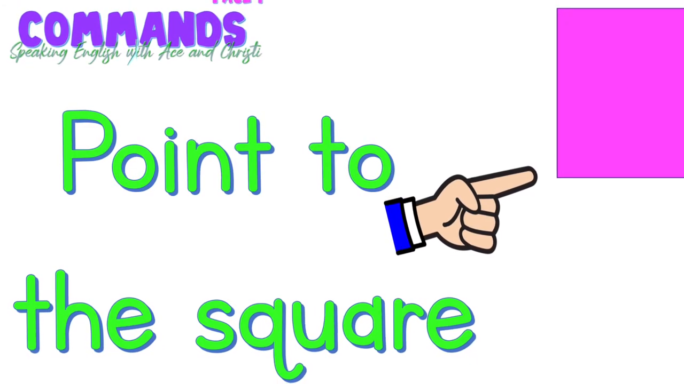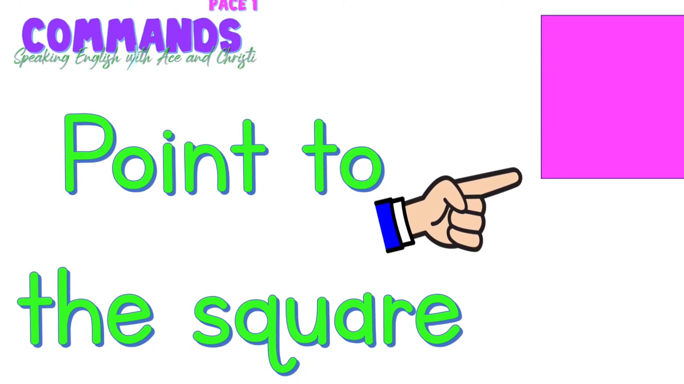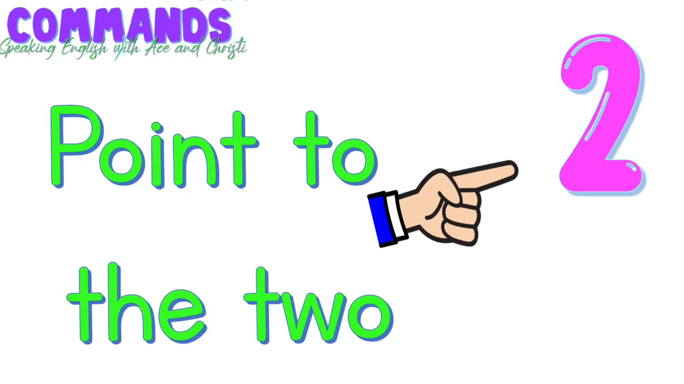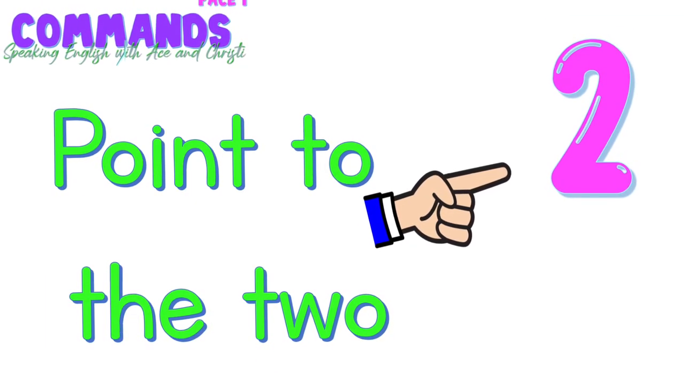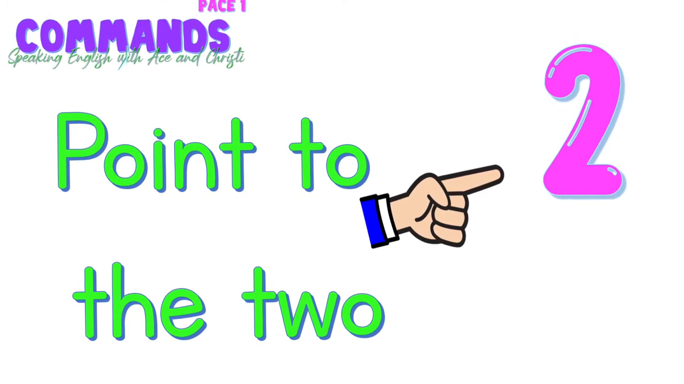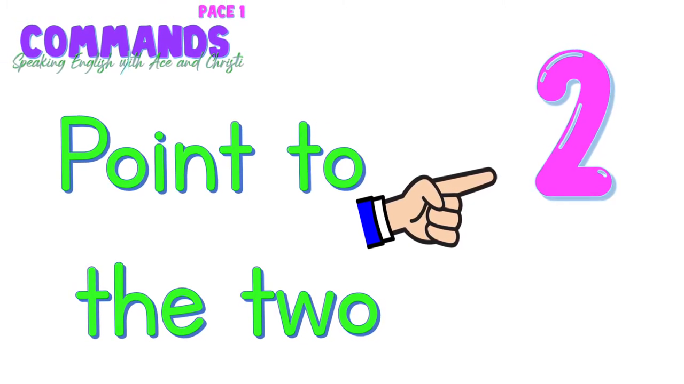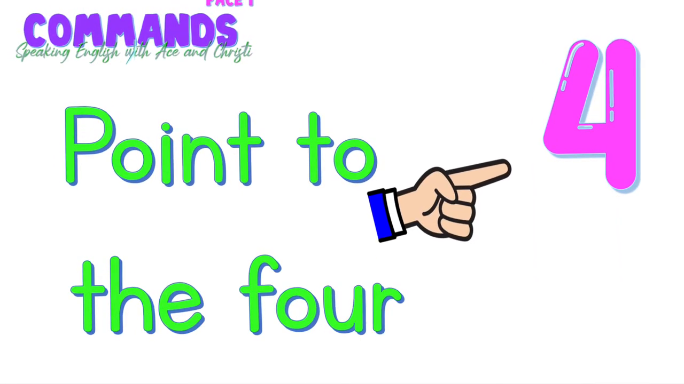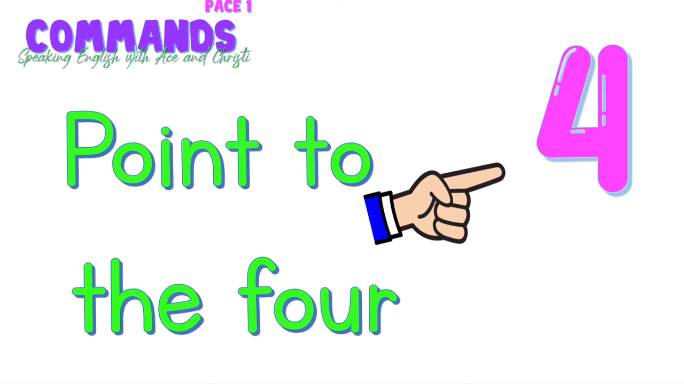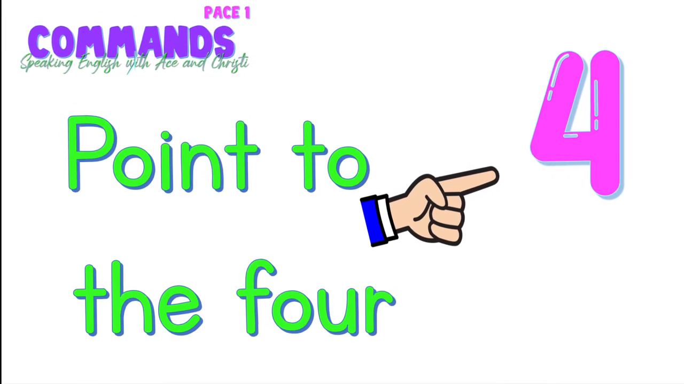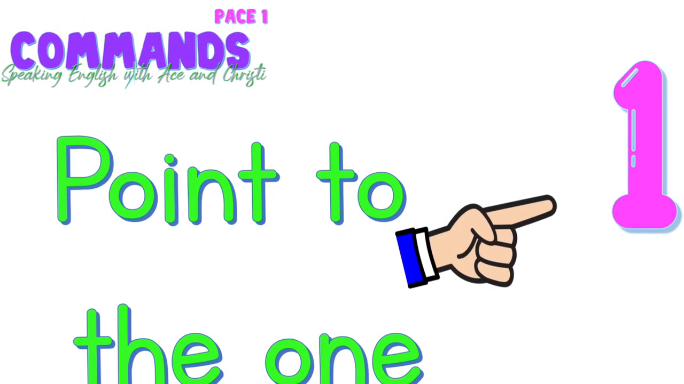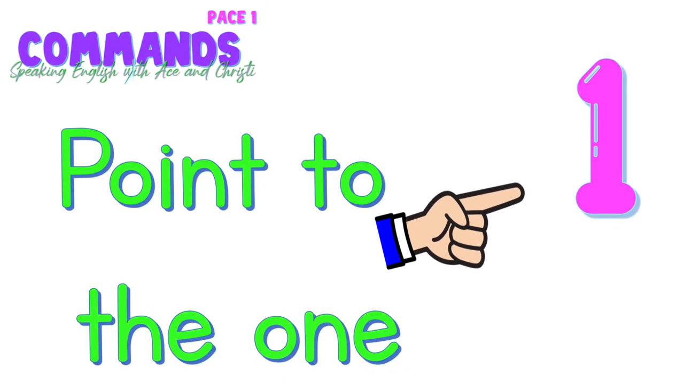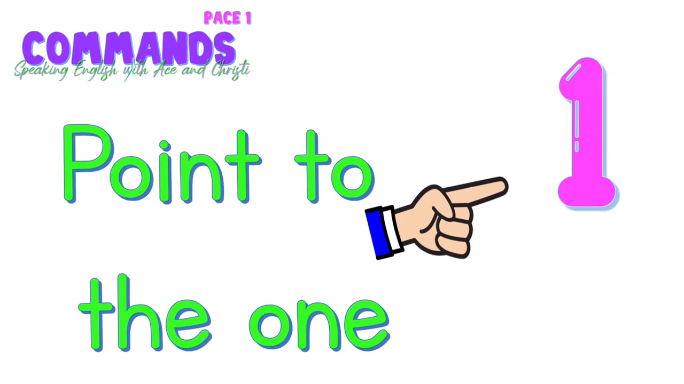Point to the square. With your finger, point to the square. Point to the two. With your finger, point to the two. Point to the four. With your finger, point to the four. Point to the one. With your finger, point to the one.